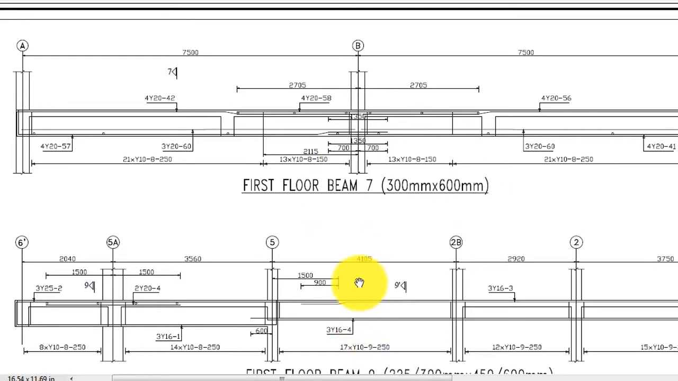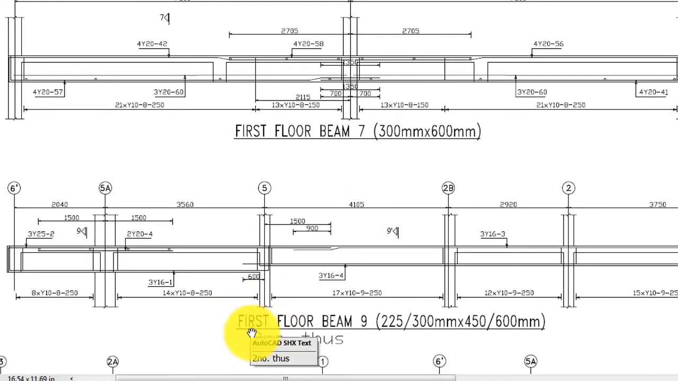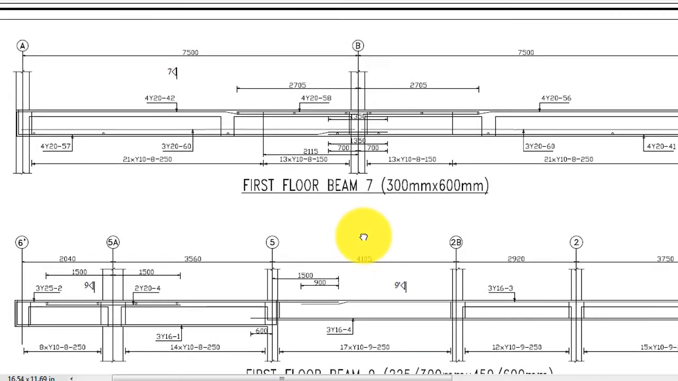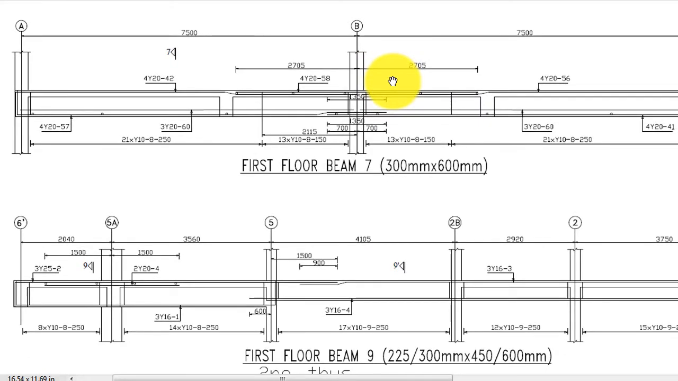We are not looking for this beam. If you look at this beam, this is first floor beam 9. Definitely we are not looking for this beam. We are actually looking for this beam, the detail of this beam. So now let's interpret this detail.